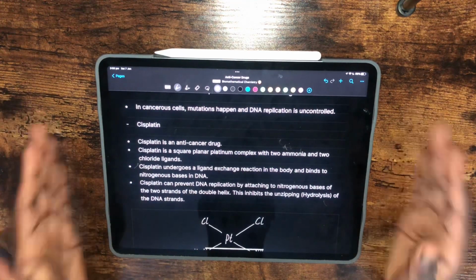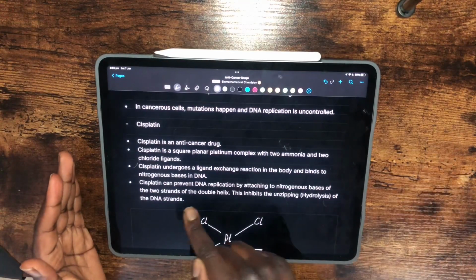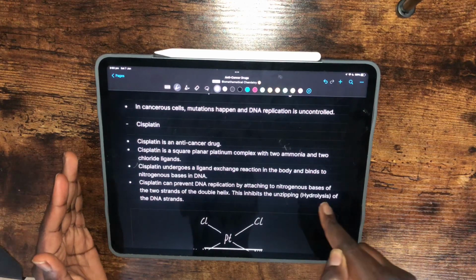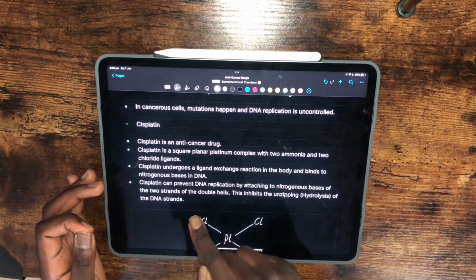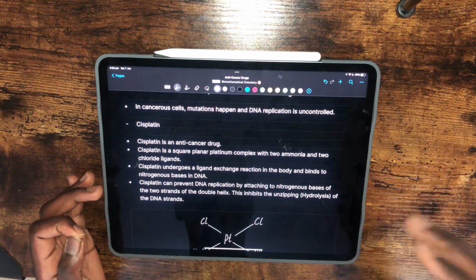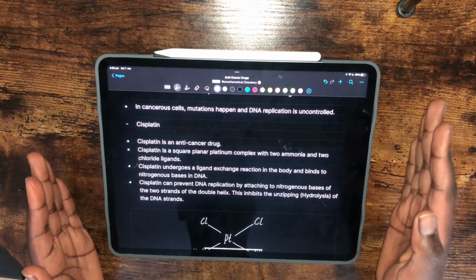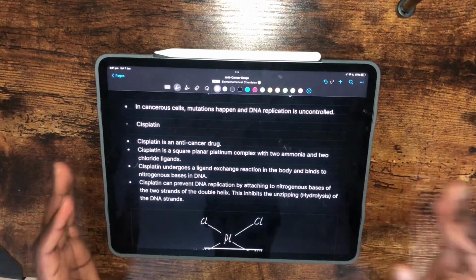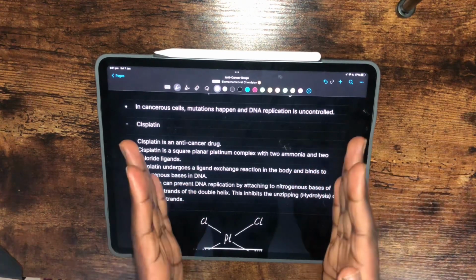So as I was saying before, cisplatin can prevent DNA replication by attaching two nitrogenous bases of the two strands of the double helix, and this inhibits the unzipping or the hydrolysis of the DNA strands. All it is doing is holding it. It's in the middle of the two strands.